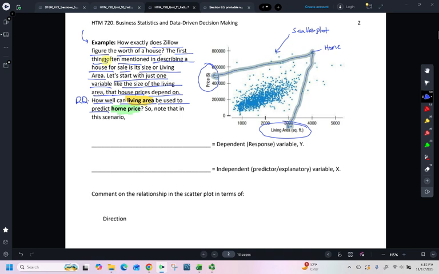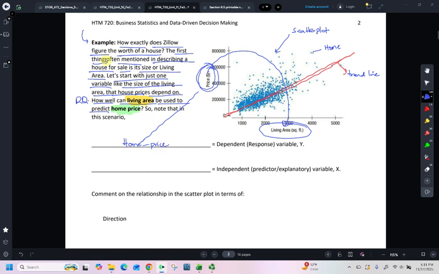Based on the data collected and illustrated in this scatter plot, we can establish a trend line. This trend line tells us that as far as what the home prices are concerned, they seem to be connected to the size of the living area. So it means that the home price would be a dependent or response variable that responds to the independent variable, which is the size of the living area.